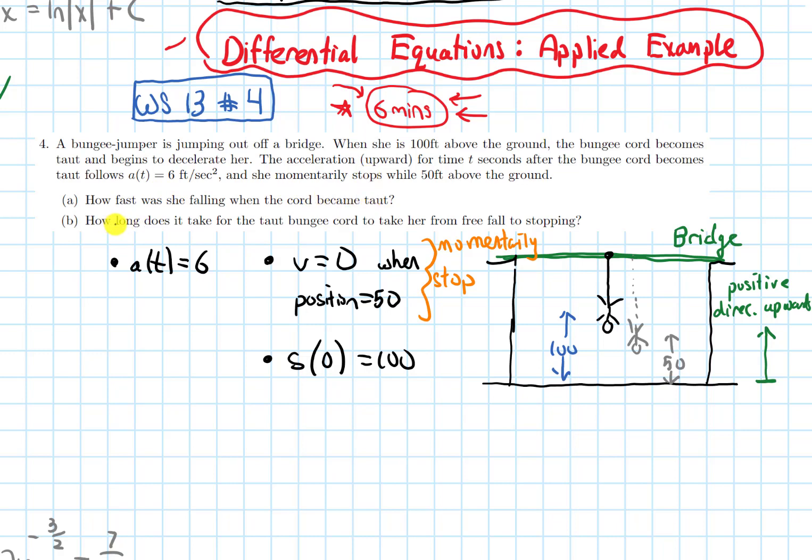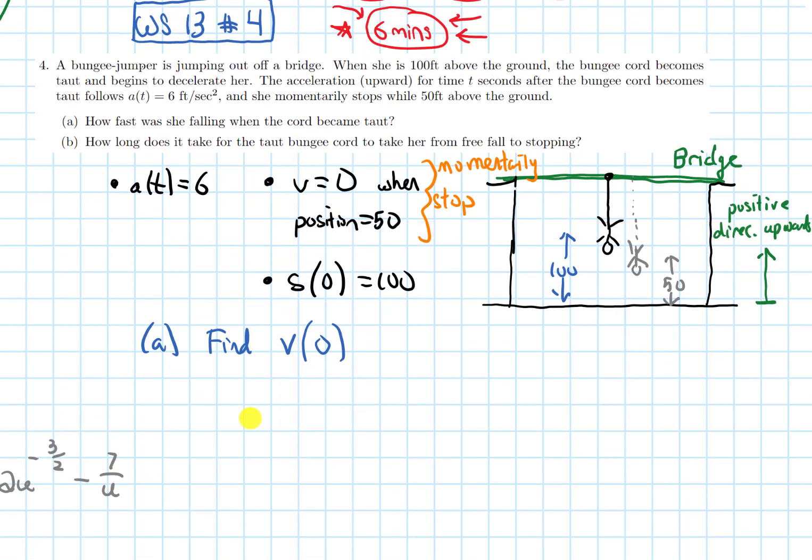And it's also asking how long does it take for the bungee cord to take her from free fall to stopping. So in other words, how long does it take until she momentarily stops? So in part A, it wants us to find a velocity. How fast was she falling? When the cord becomes taut, that's when t is 0. Okay, so we are going to have to get the velocity function.